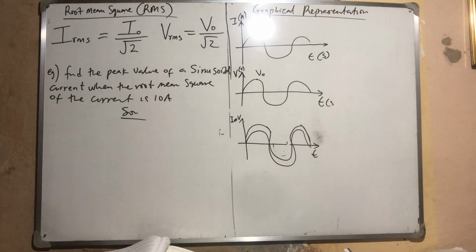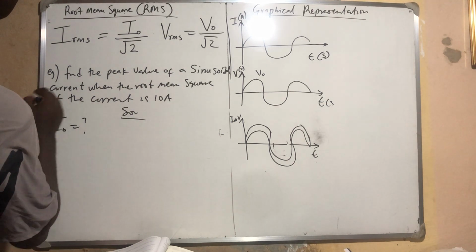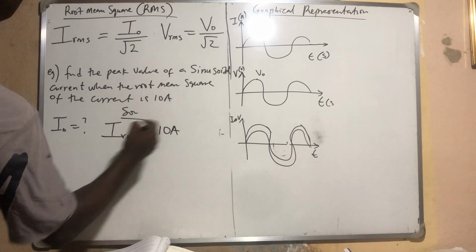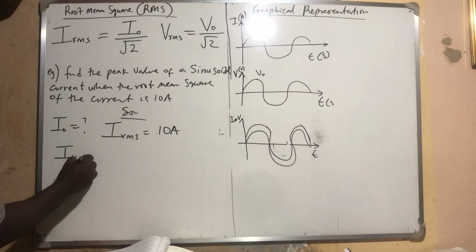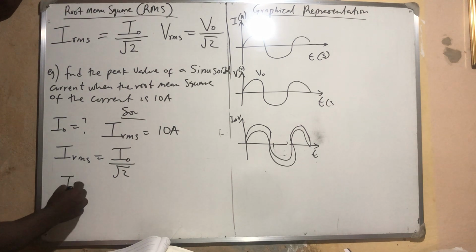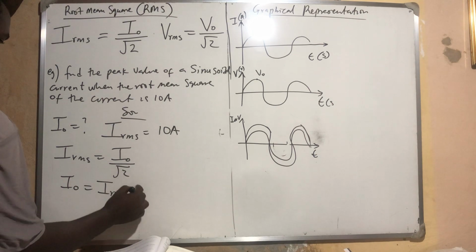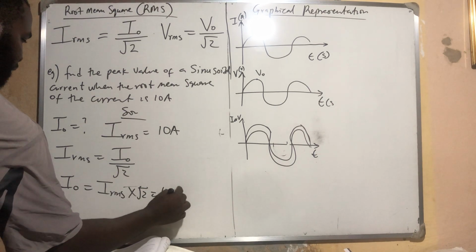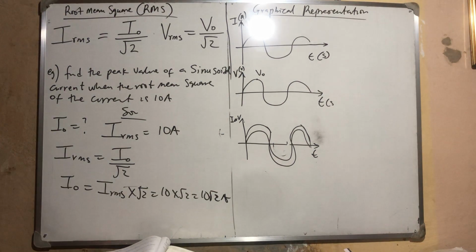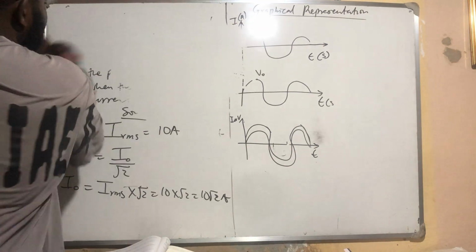Solution. They say we should find the peak value, which is your I naught. I naught is unknown, but they gave me that the RMS is 10 ampere. I know the formula that I RMS equals I naught over root 2. If I make I naught the subject of the formula, it becomes I RMS times root 2, which is 10 times root 2, which is 10 root 2 ampere. Very simple. So the next question, question number 2.